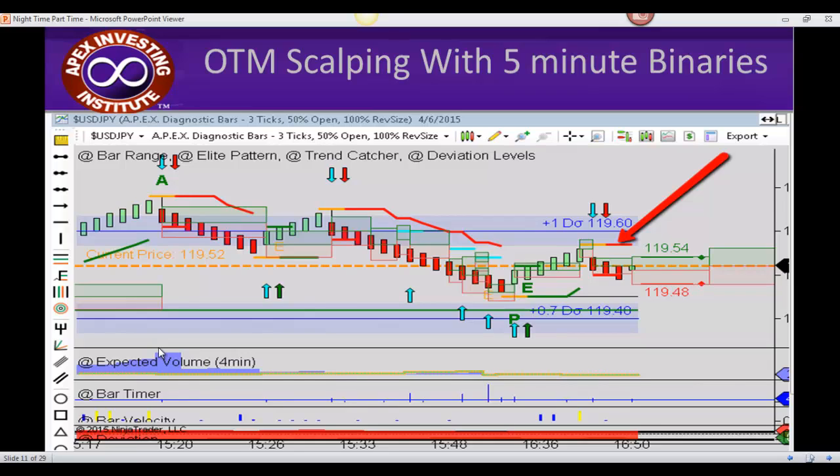Let's go. So, a lot of times your indices are quiet during lunchtime, but there's no 5 minute binaries on indices. The 5 minute binaries are on FX pairs. FX pairs can be quiet too. You just got to see what the market's doing. What's the chart telling you to do? The chart's telling you we've got directional movement and some volume. Then there we go. Okay.